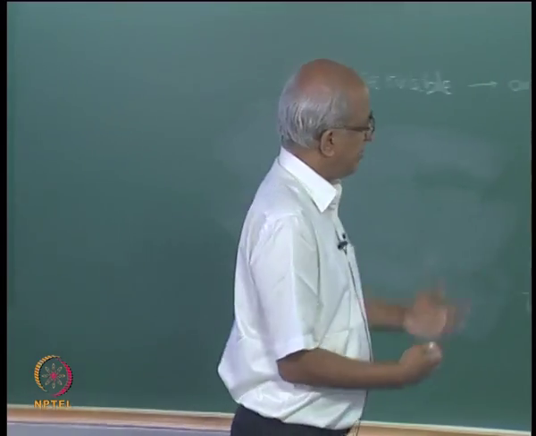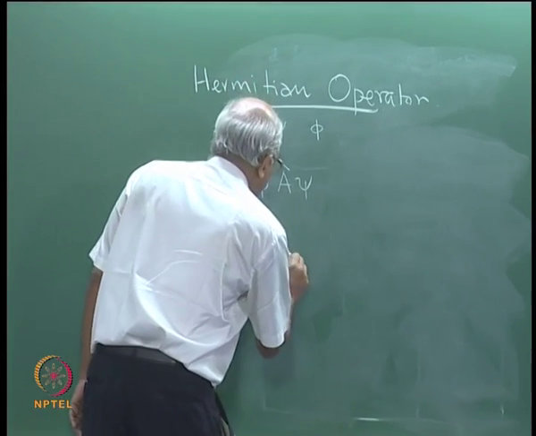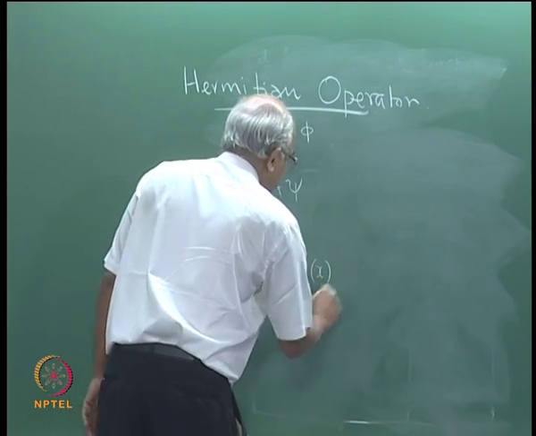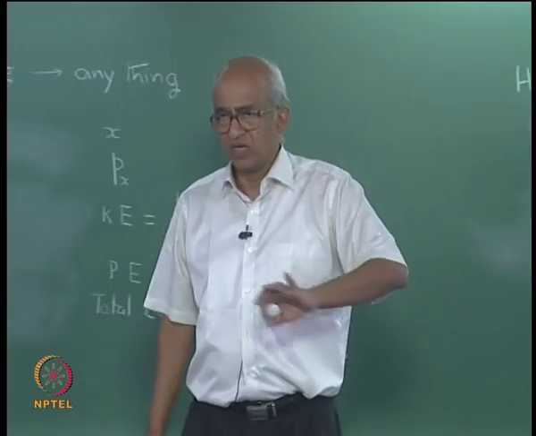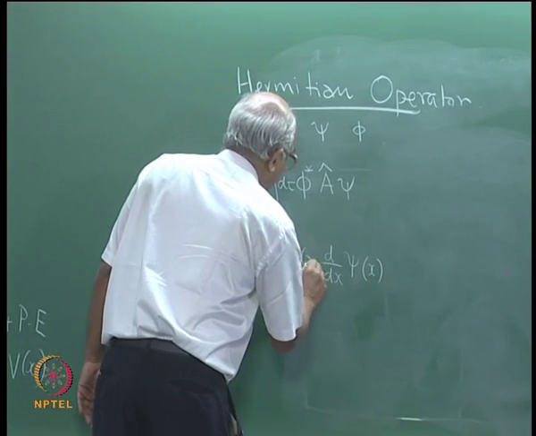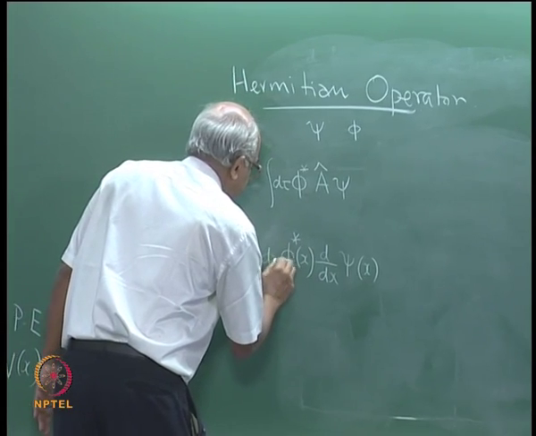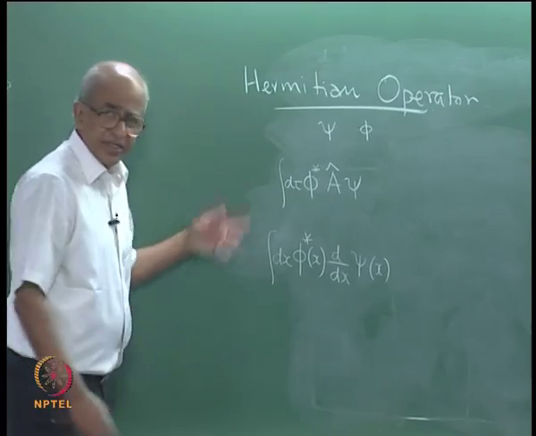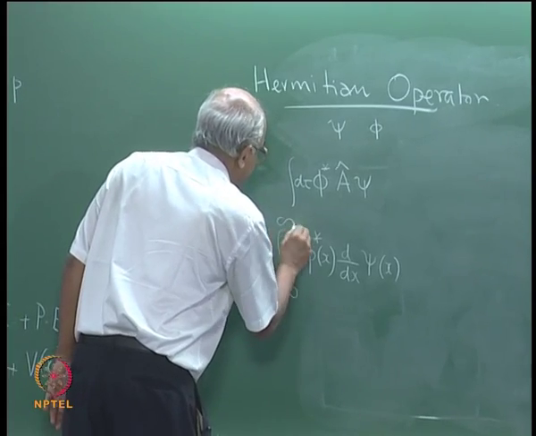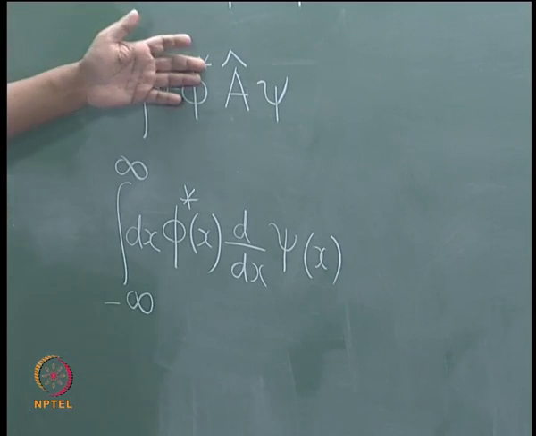Now, if you need an example, this is written in a general notation. For example, if you say that A is d by dx and psi is a function of x alone, that means I am thinking of a particle moving in one dimension, and phi is a function of x, and I will take its complex conjugate. If it is a one dimensional system, what I am really talking about is this integral over the entire space. Over the entire space means that I have to integrate from minus infinity to plus infinity. So, if you are thinking of a one dimensional system, this object actually means that.